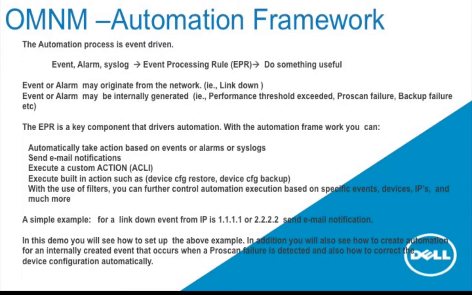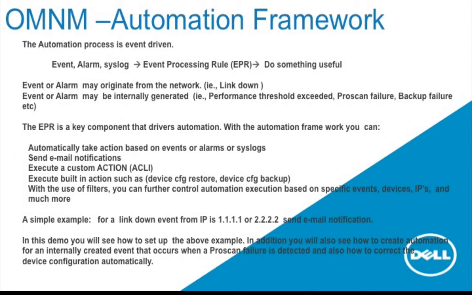And with the use of filters, you can further control automation execution based on specific events, such as device IPs from specific events. So if an event comes in on a link down and you only want it to trigger on a specific IP or a specific range of IPs, you can do that. And there's much more that you can do in terms of filtering and getting more granular control.